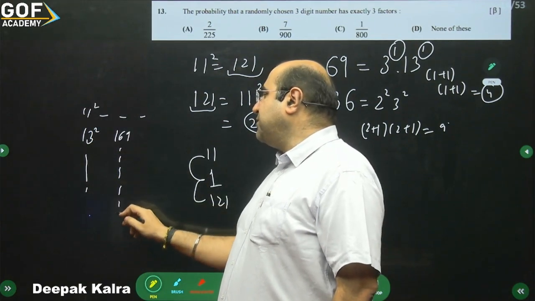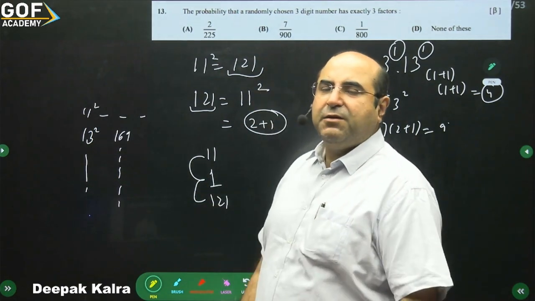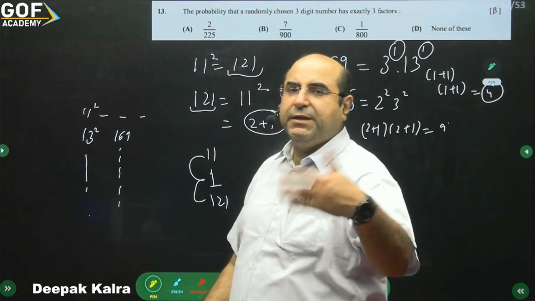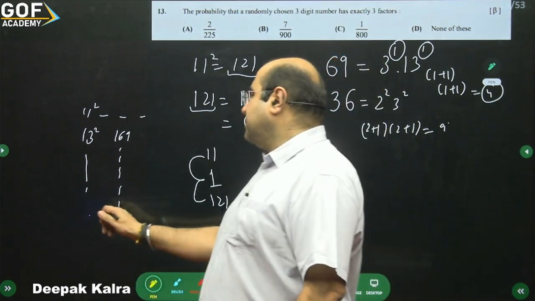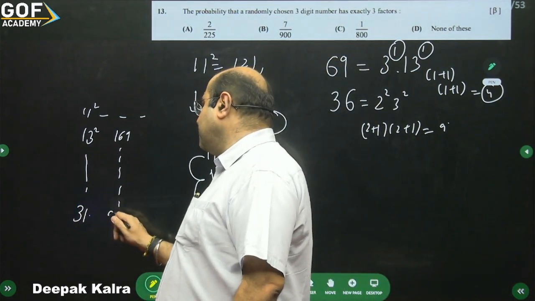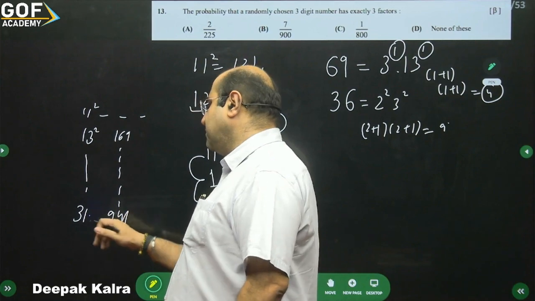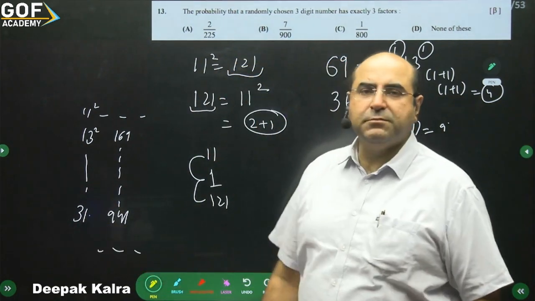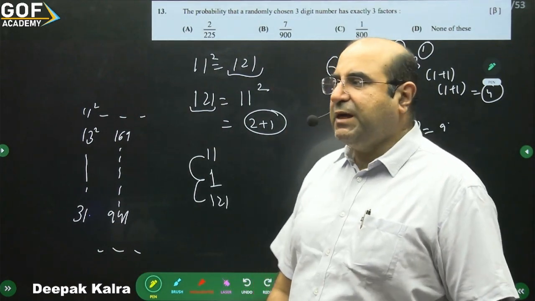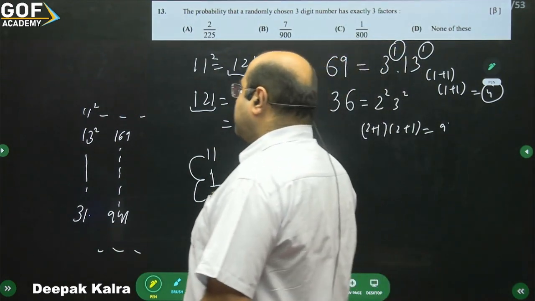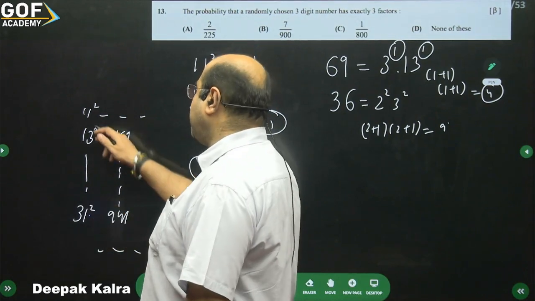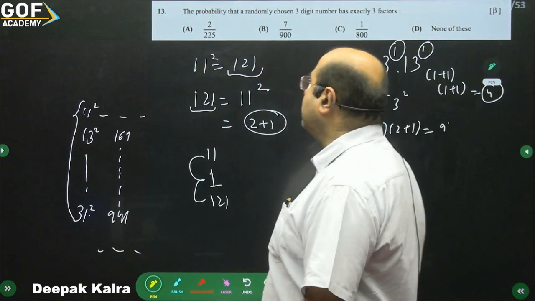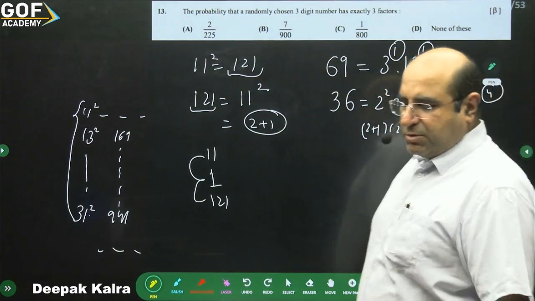The last one for 3 digits: you know that 4-digit numbers start after 31 squared. So after 30, the next prime number is 31, whose square is 961, and after 31, the numbers become 4-digit. You understand? So these are the only numbers which are possible. I hope it is clear now. The 13th question is over.